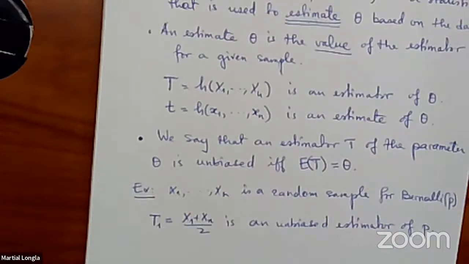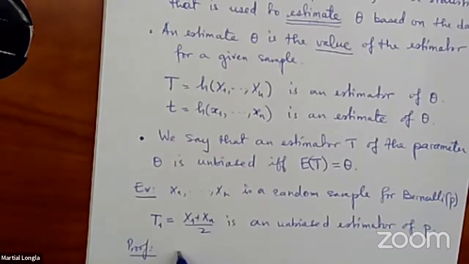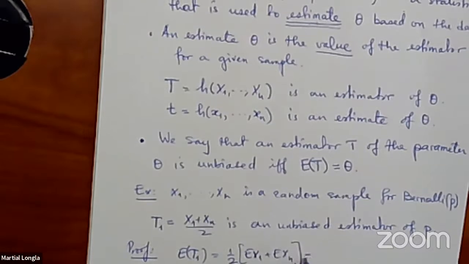So if you go out there and you select n observations independently from the Bernoulli distribution, I take the first and the last, I add them and divide by 2, I get an estimator of p that is unbiased. Why? Expected value of T1 equals 1/2 times the expected value of x1 plus the expected value of xn. What's the expected value of x1?